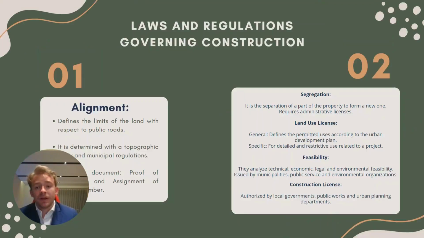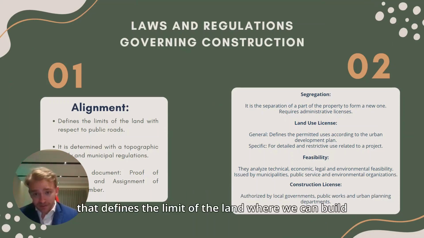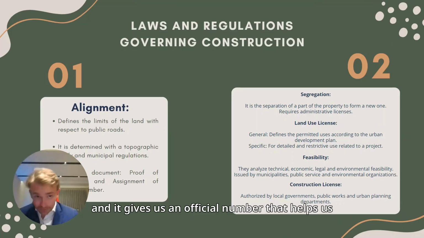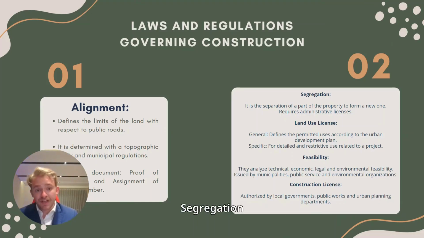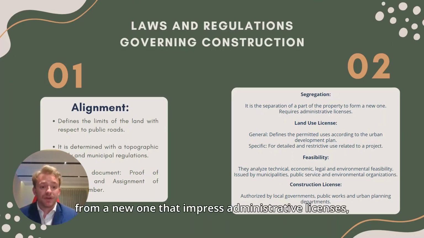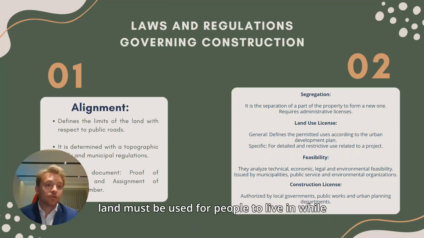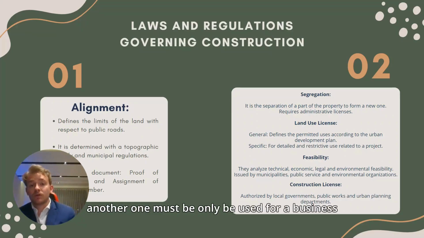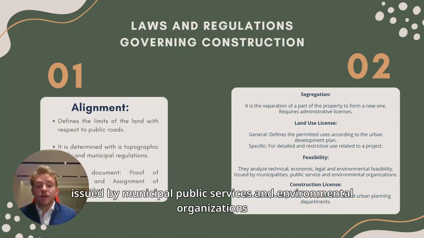In Unit 2, we take a look at the regulations governing construction. The alignment defines the limit of the land where we can build, and it gives us an official number that helps us know where everything is being done. Segregation is the separation of a part of a property into a new one that requires administrative licenses. Land use licenses are general or specific. One land must be used for people to live in, while another one must only be used for a business.